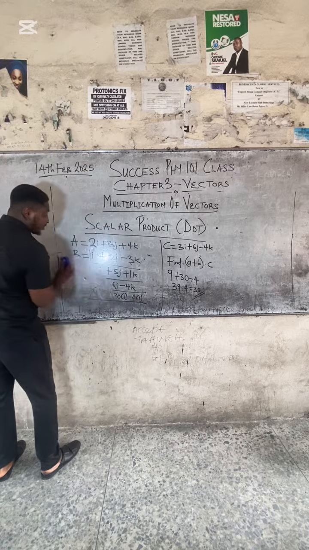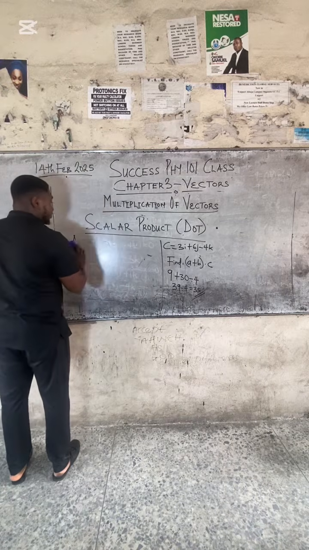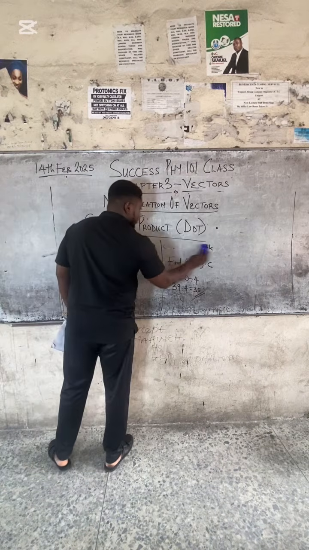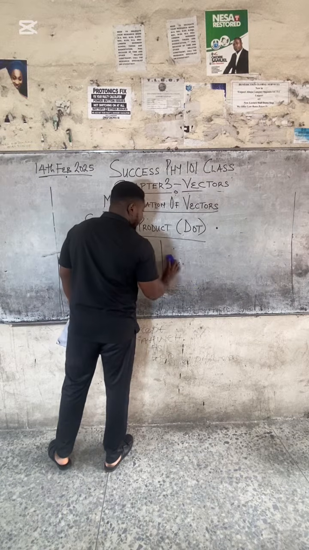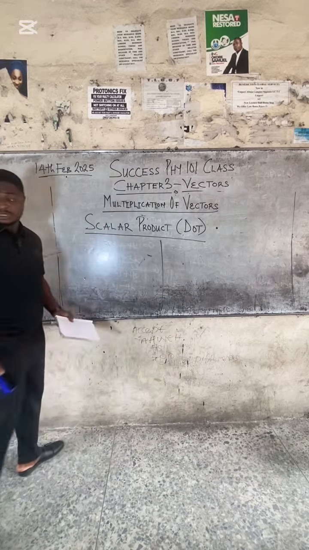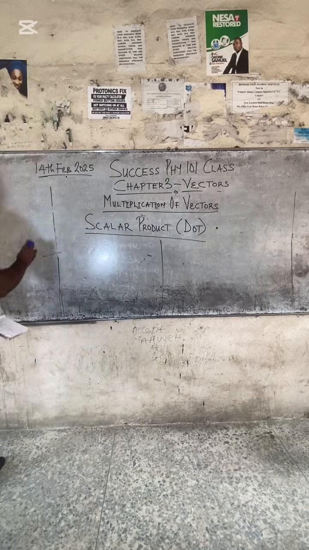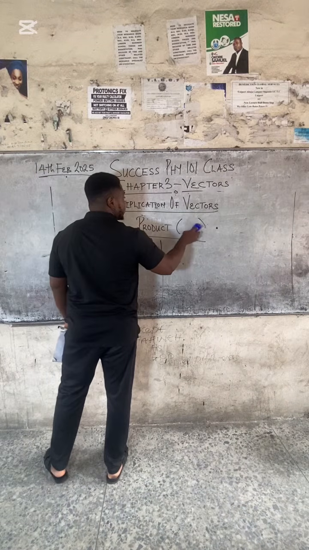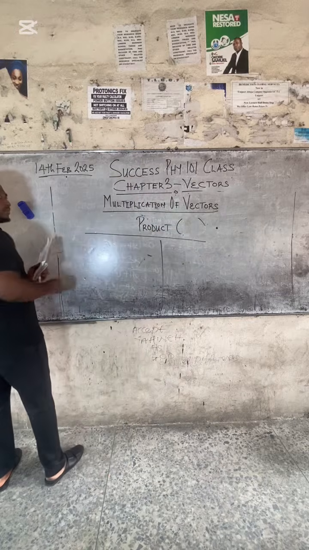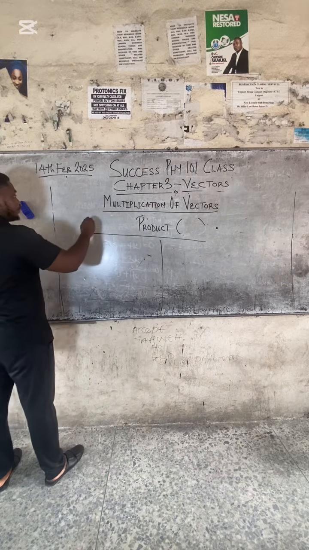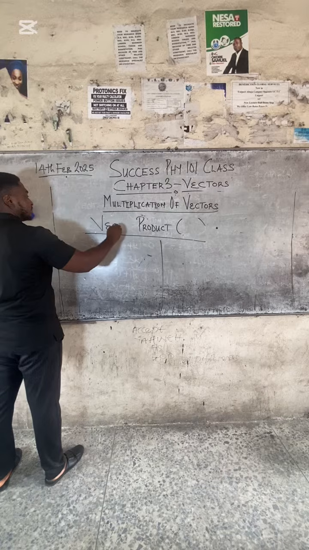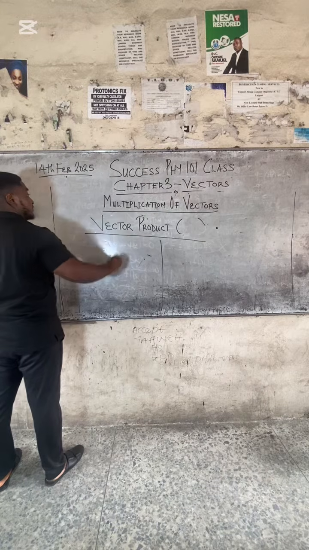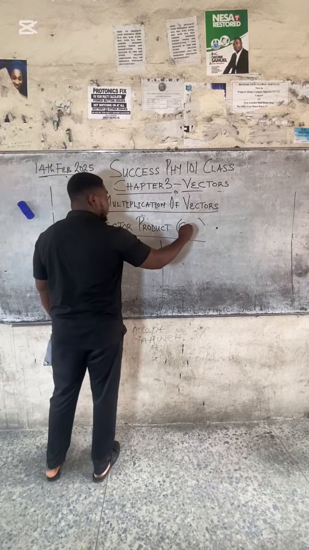Class, we need to go to vector product. We have just looked at dot product. Let's now look at cross. Underneath for vector product is cross, right? It's cross product, vector product or cross.